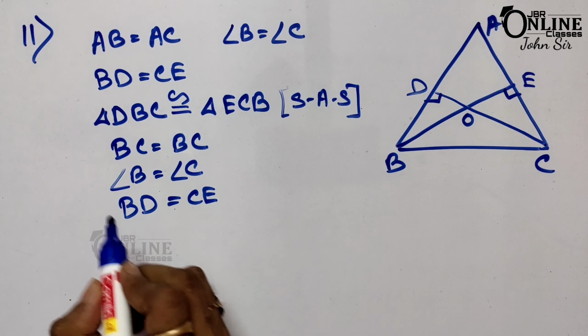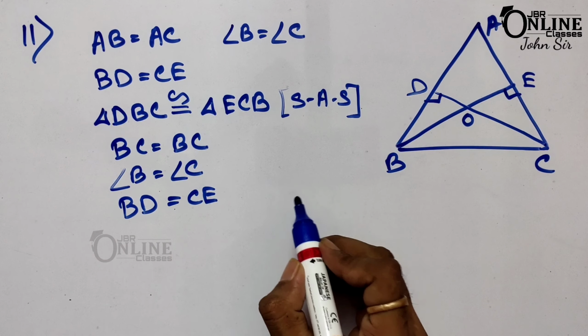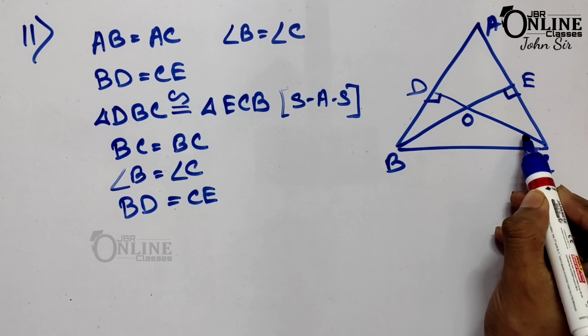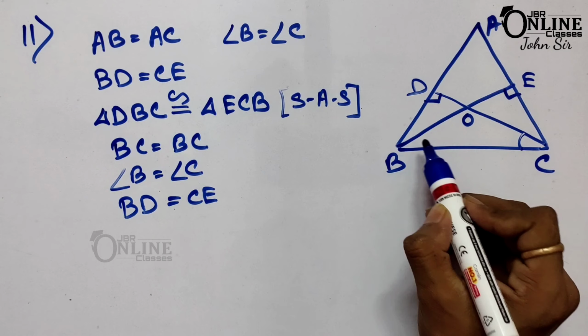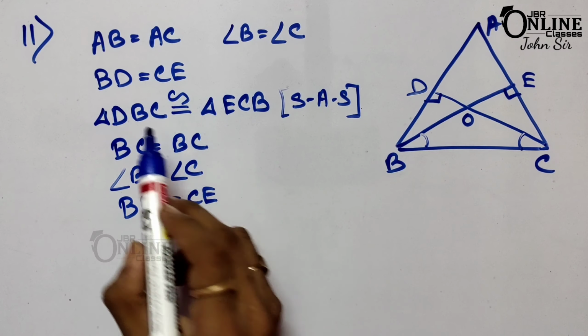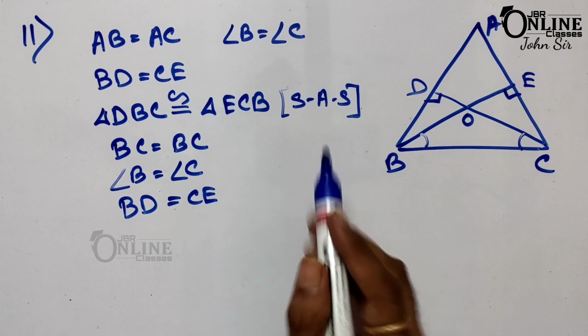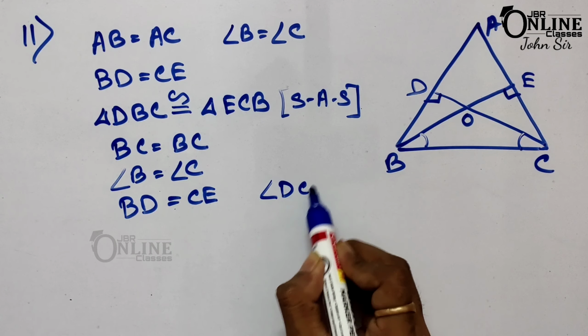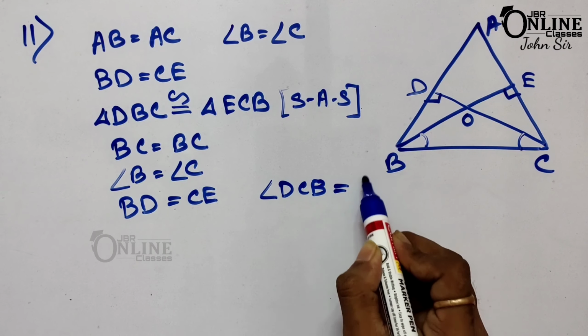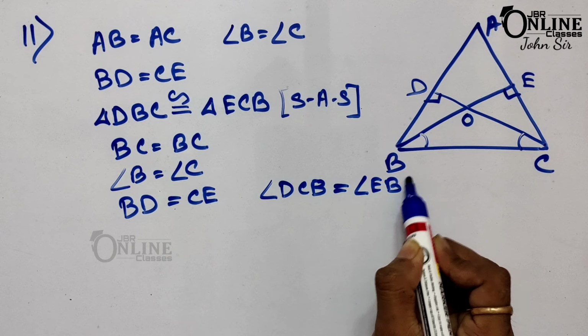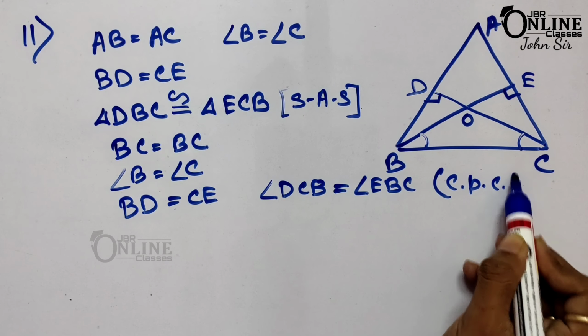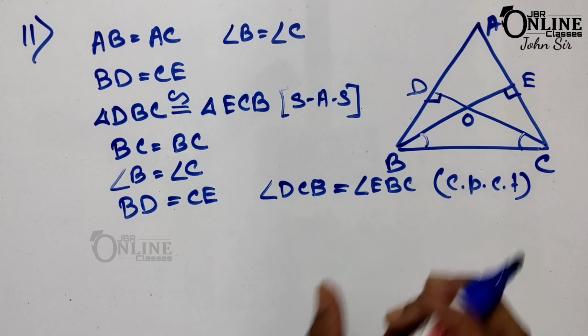Okay, now the next one, number 2. In number 2, you have to show that angle DCB, that means this angle, equal to EBC, this one. So as these two triangles are congruent, then you can definitely write down DCB equal to EBC by CPCT. It's very easy.